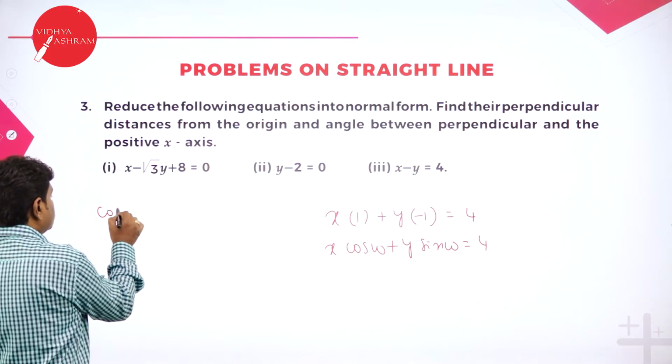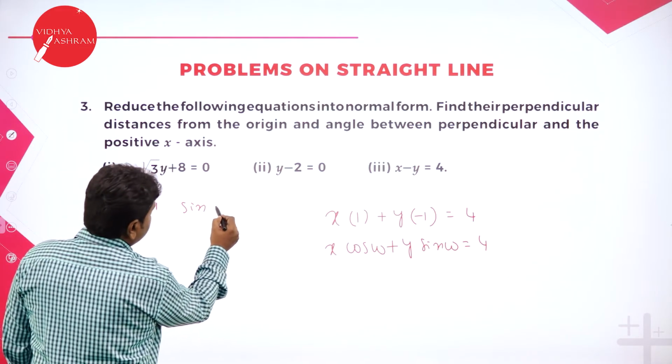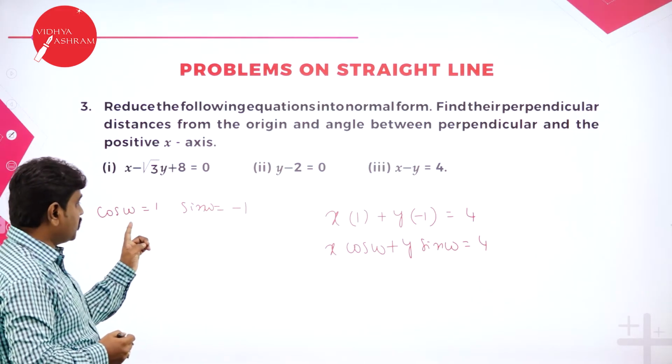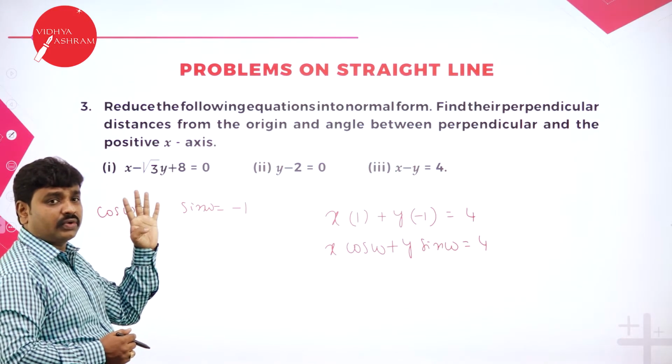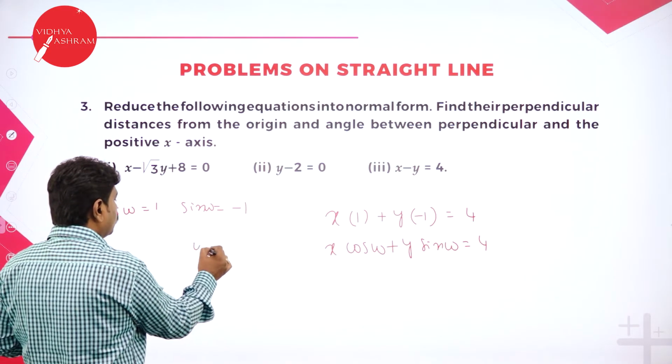In place of cos omega, you have 1. In place of sin omega, what do you have? Minus 1. Please understand, cos is positive, sin is negative, which means it belongs to the fourth quadrant. Which quadrant does it belong to? Fourth quadrant. So now in the sine table, we'll get 1 at 90 degrees.